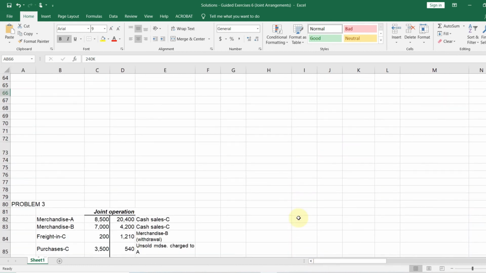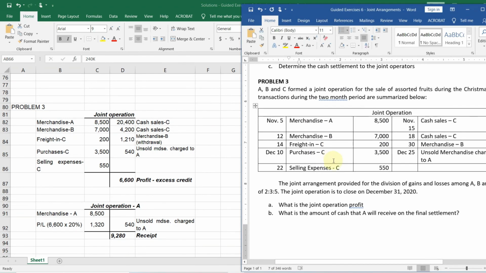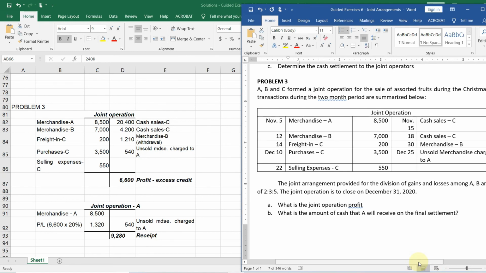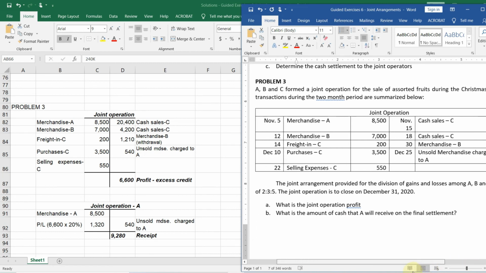Okay, now we go to problem 3. Problem 3, this is adapted. Okay, so you have ABC form a joint operation from the sale of assorted fruits during Christmas season. Their transactions during the 2-month period are summarized below. So, yan. Okay. The joint operation provided the division of the gains and losses among ABC in the ratio of 2:3:5. Okay, the joint operation is to close on December 31. First, what is the joint operation's profit? Okay, madali lang to guys. You were given this already, the T account.